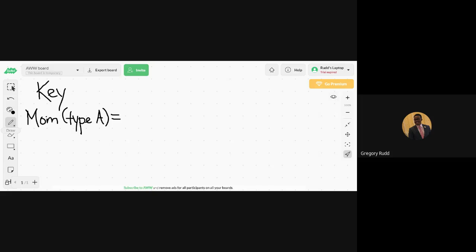So what is her genotype? Can you ask that again? Yeah, so we know that the mom has type A blood. So what is her genotype in that case? Her phenotype is type A, but what's her genotype?